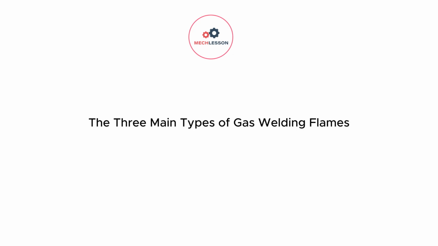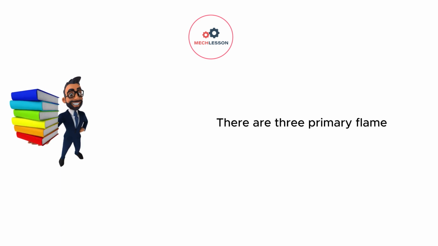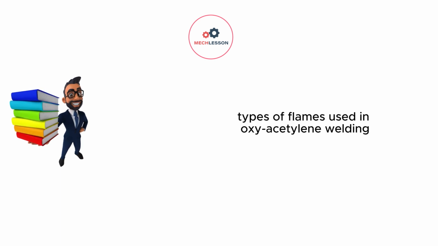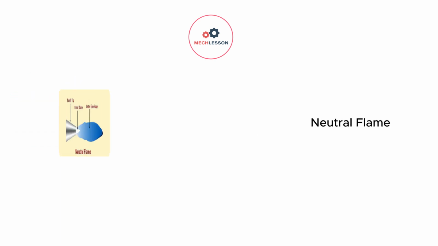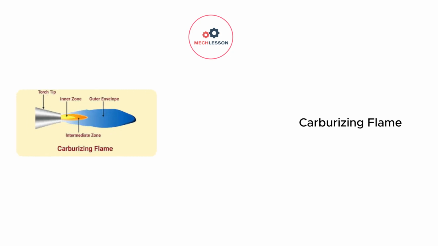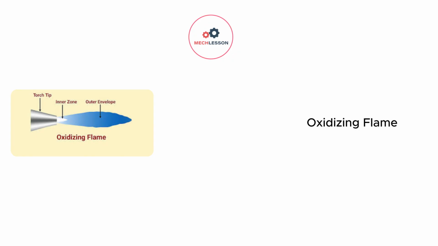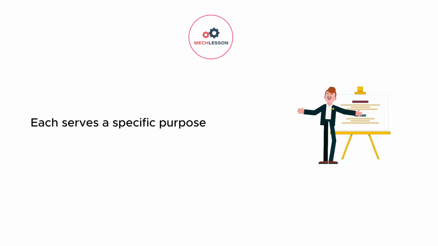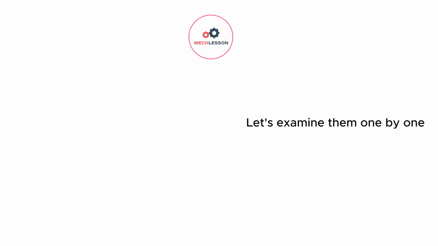The three main types of gas welding flames. There are three primary types of flame used in oxy-acetylene welding. 1. Neutral flame. 2. Carburizing flame. 3. Oxidizing flame. Each serves a specific purpose. Let's examine them one by one.